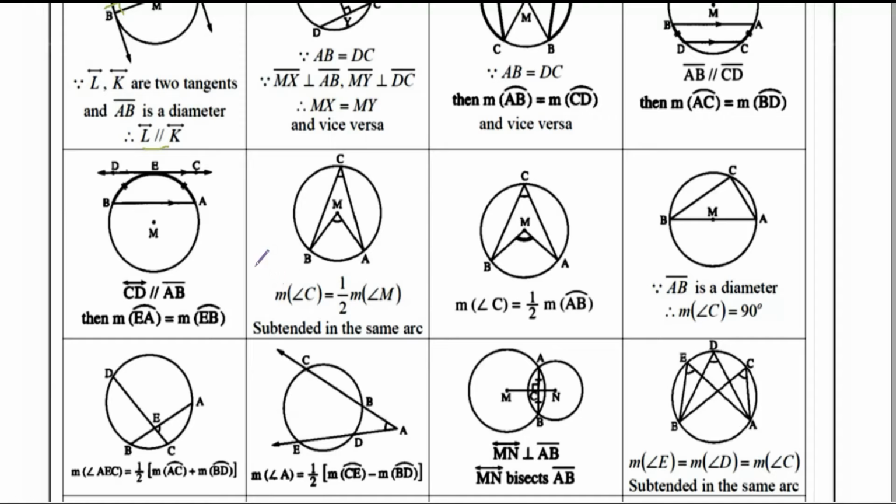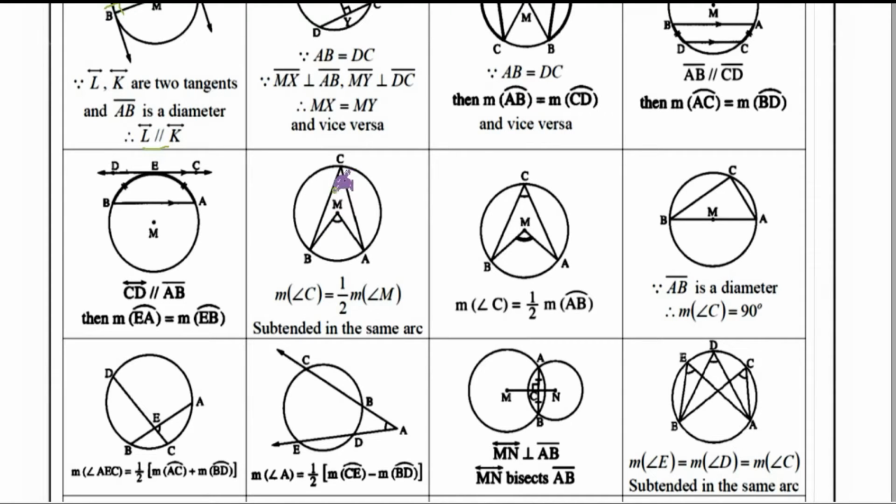Remember here the central angle and the inscribed angle. First, what is the central angle? The central angle is an angle inside the circle. Its vertex is the center of the circle, and the two sides are two radii of the circle. The measure of the angle AMB, this is the central angle, equals twice the measure of the inscribed angle.